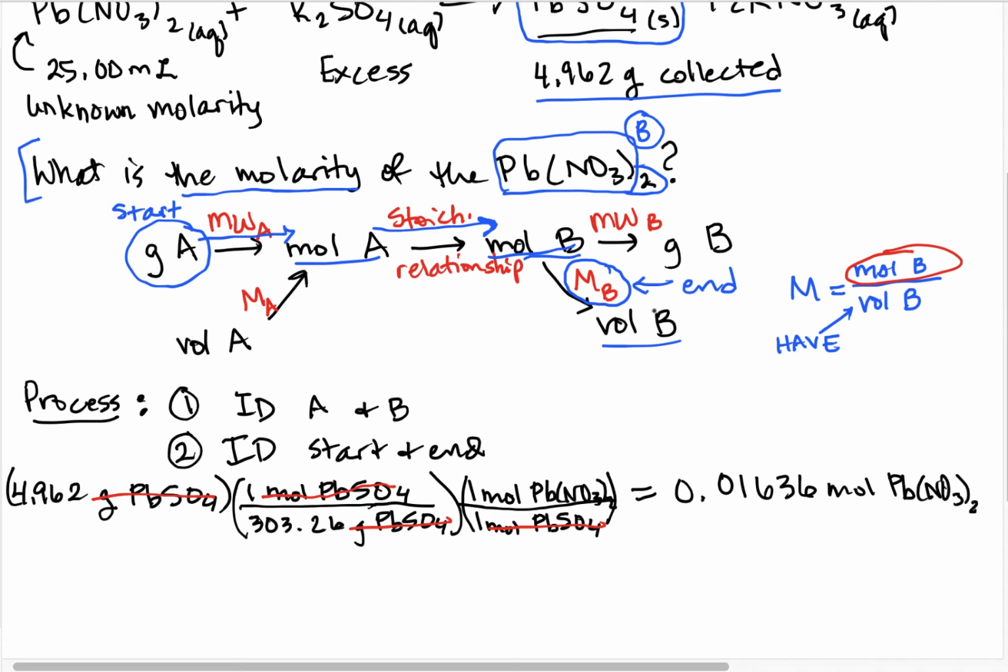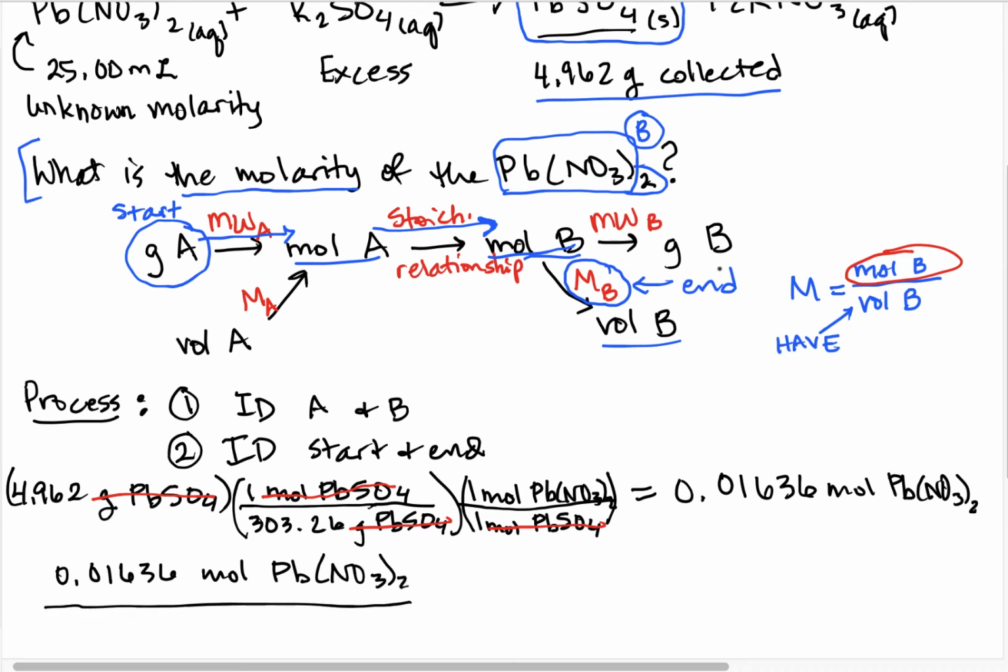So now let's check back with the question. What was the question in the problem? Our question said, what is the molarity of the lead nitrate? Have we done that yet? No, but we did calculate the moles, and we know that molarity is just moles over volume, so we're almost there. Okay, so we're going to take 0.01636 moles of lead nitrate, and we're going to divide it by the volume.